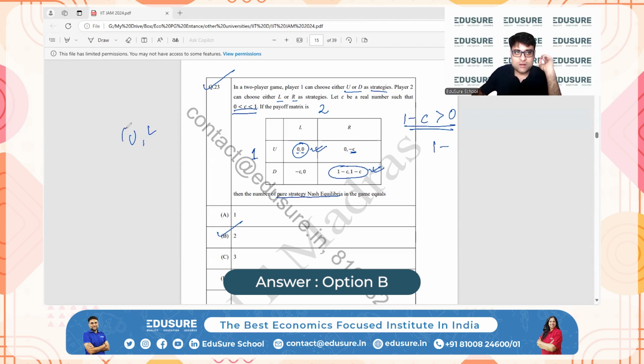So UL giving a payoff of 0, 0, and DR giving a payoff of 1 minus C, 1 minus C. Answer is 2.